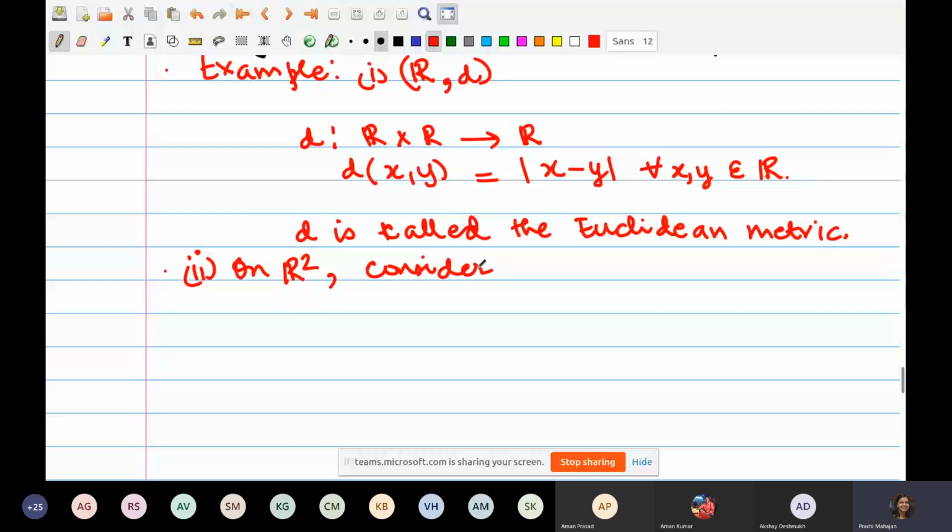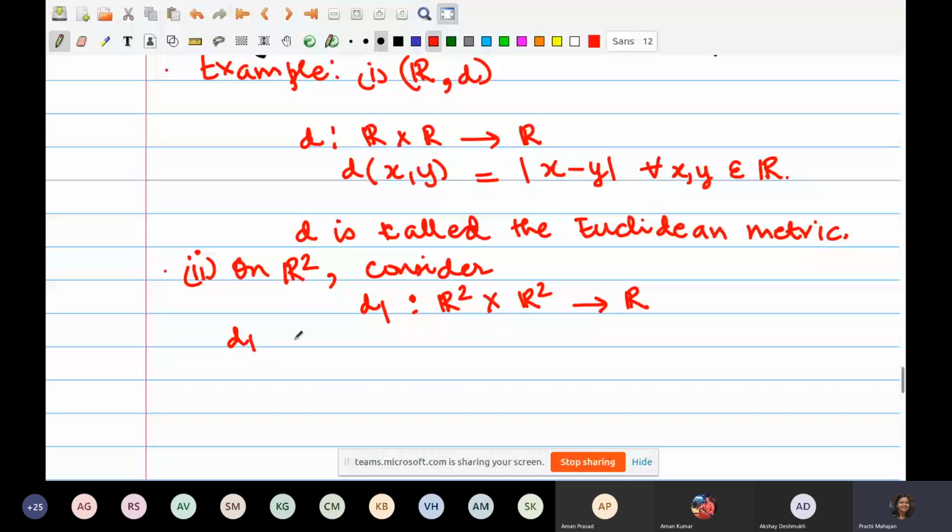If I have to define a metric on this space, I need to define, let me call it D1. This should be from R2 cross R2 to R, correct? By definition, a metric is a function defined like this, satisfying 1, 2, 3, and 4 listed in the above slide. Is that correct? Yes. At any point of time, if you feel lost, let me know.